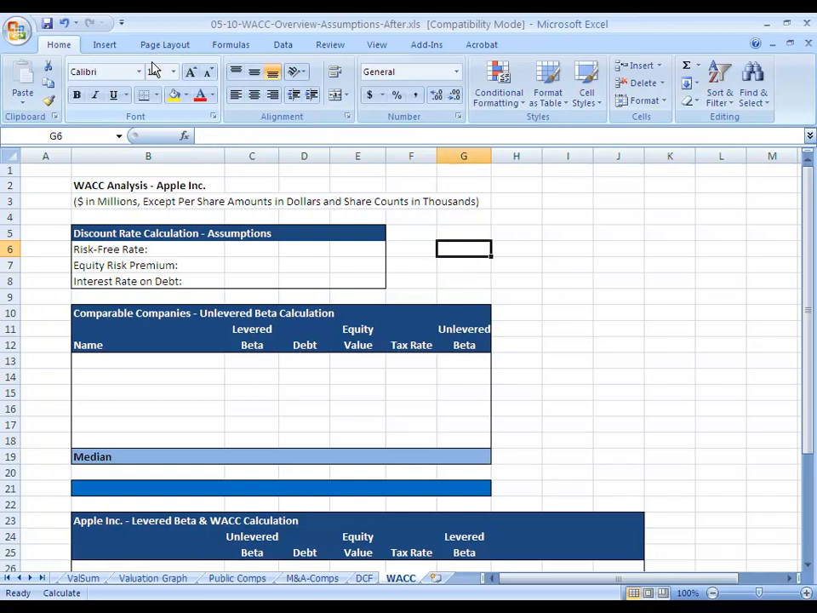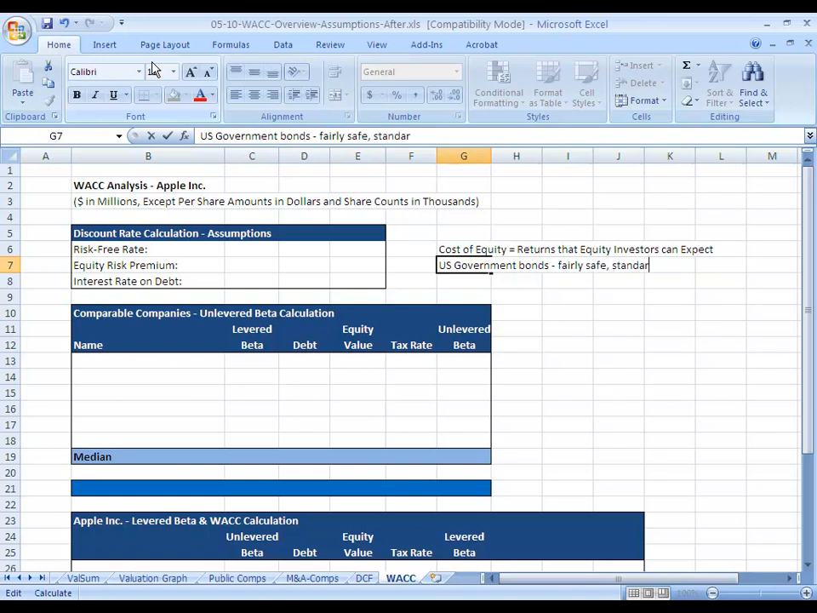Now, to figure out what the cost of equity should be, let's just think about this from the perspective of the investors for a minute. So cost of equity really means the returns that equity investors can expect. So if you think about it, if they invest in US government bonds, we're going with US bonds in this case because it's a US company, they get a fairly safe return. So fairly safe standard return.